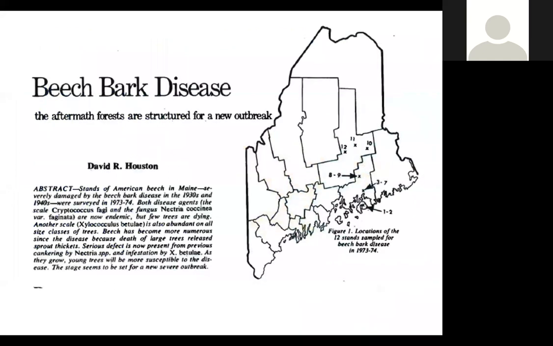And it's interesting because Dave Houston wrote an article in 1975 which basically predicted that this was going to happen. It was entitled "The Aftermath Forests Are Structured for a New Outbreak." So I think there were some people on the forefront that really foresaw that this was going to occur.